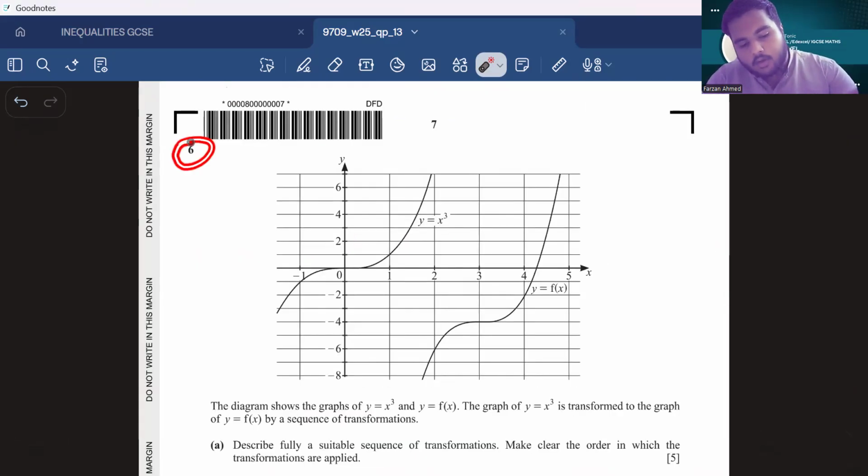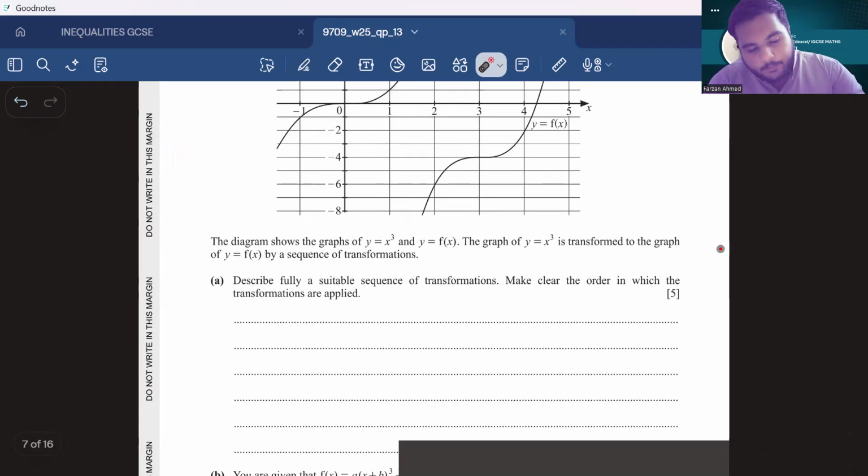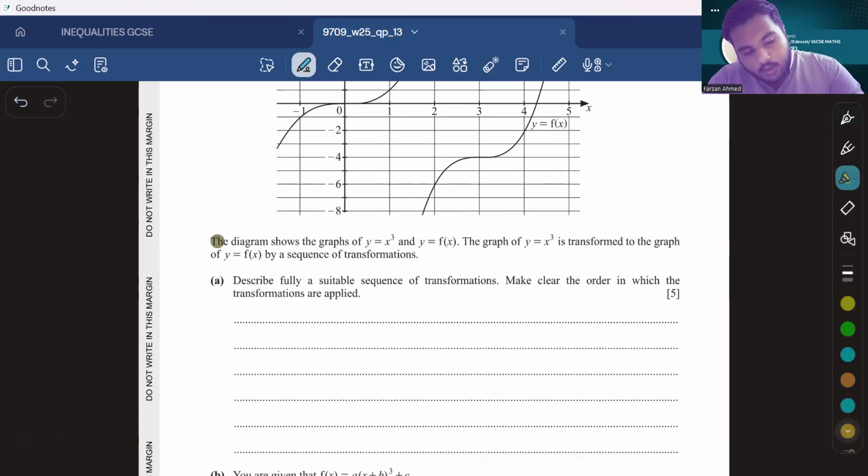Okay, in question number 6, they are saying the diagram shows the graph of y equals x cubed and y equals f(x). The graph of y equals x cubed is transformed to the graph of y equals f(x) by a sequence of transformations. Describe fully a suitable sequence of transformations. Make clear the order in which the transformations are applied.